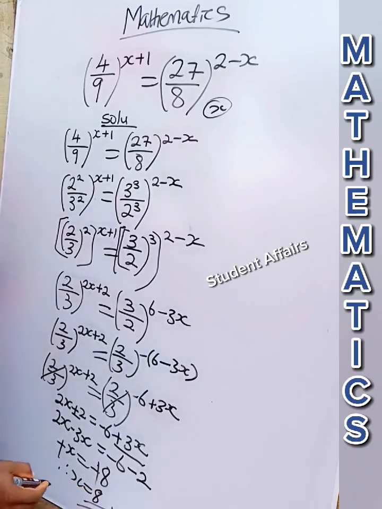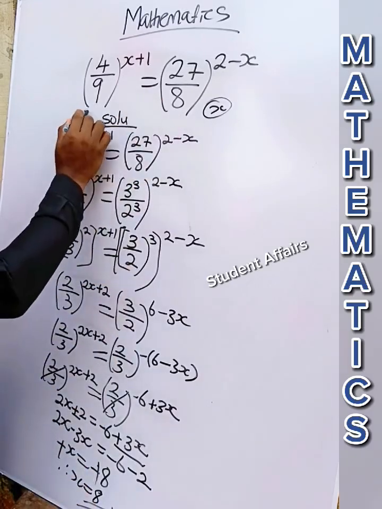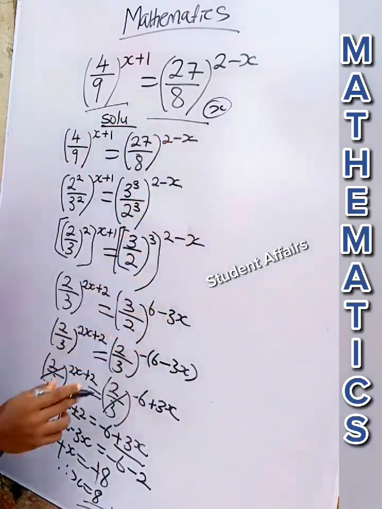8 is the value of x. If you substitute x as 8 in this equation, everything on the left hand will equal everything on the right hand.